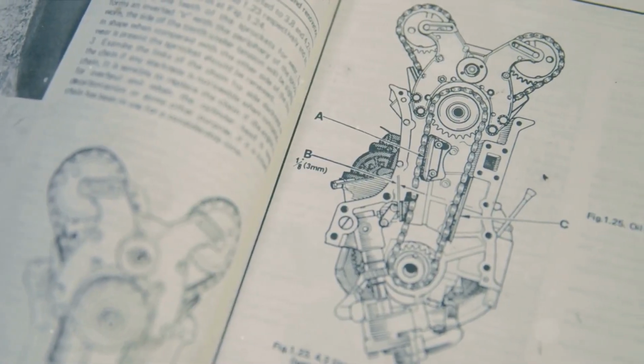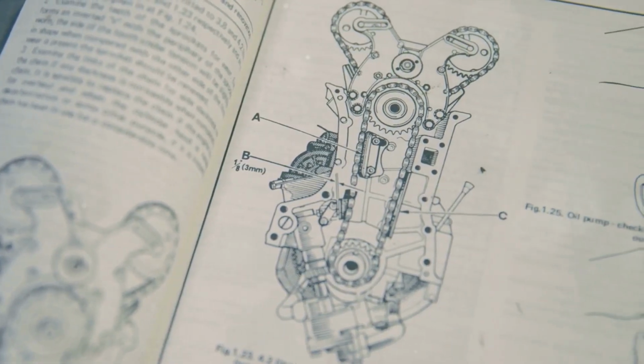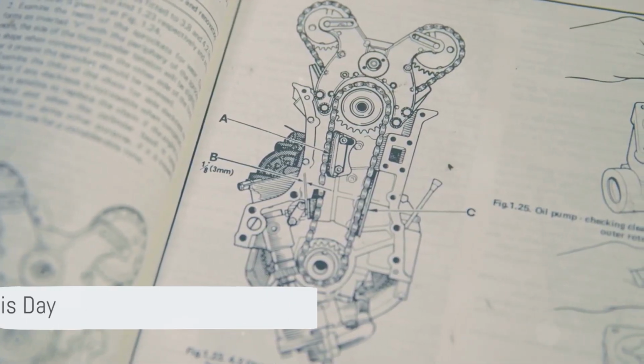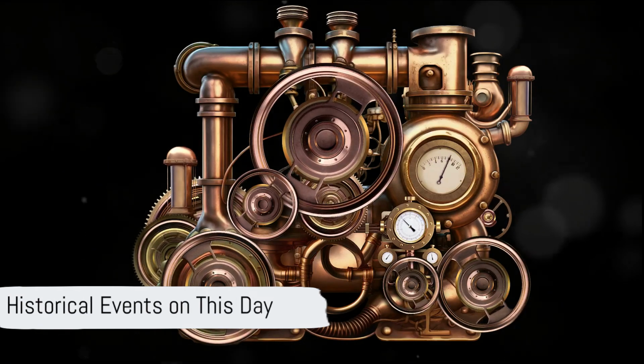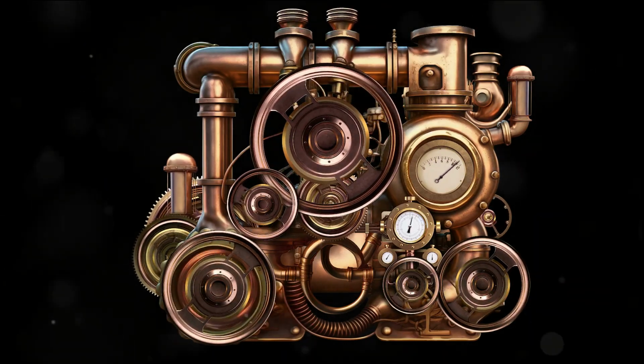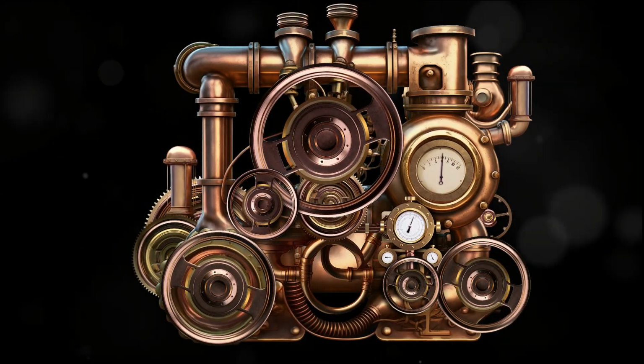Have you ever wondered how the dollar symbol came to be? Or perhaps, who was the first person to invent the internal combustion engine? Well, stay tuned as we travel through time and uncover some significant historical events that happened on this very day.